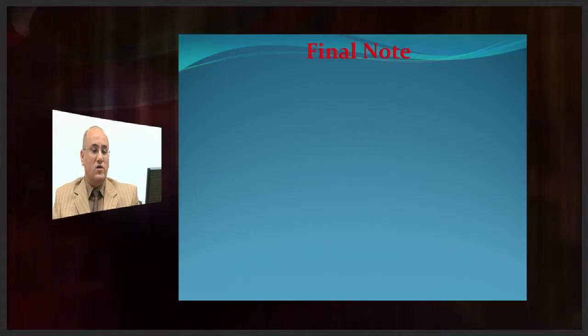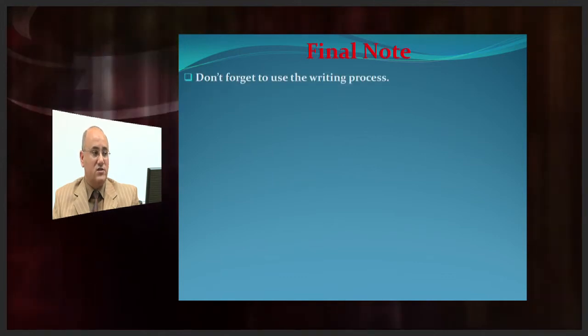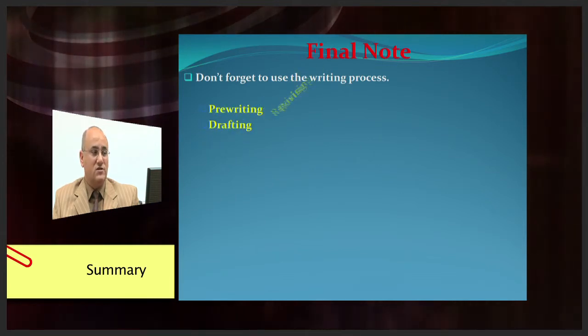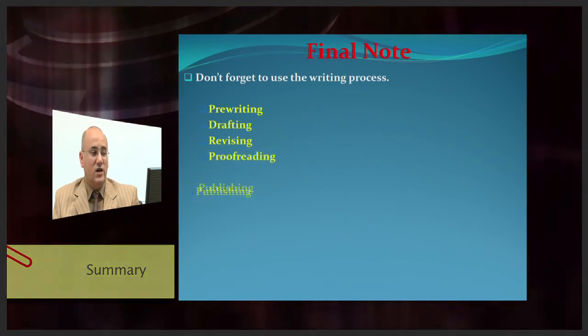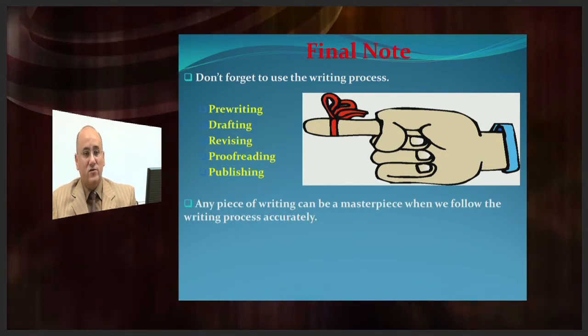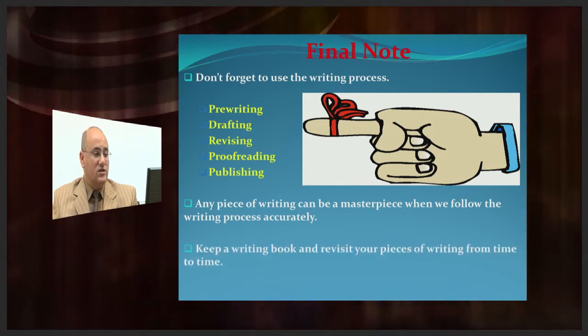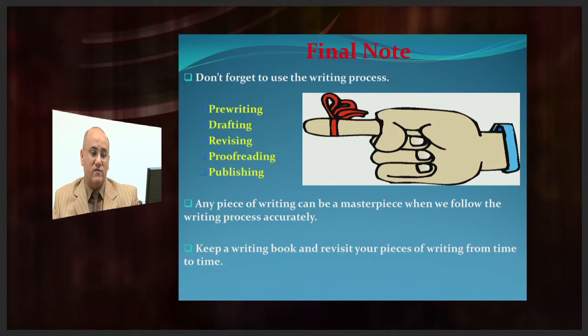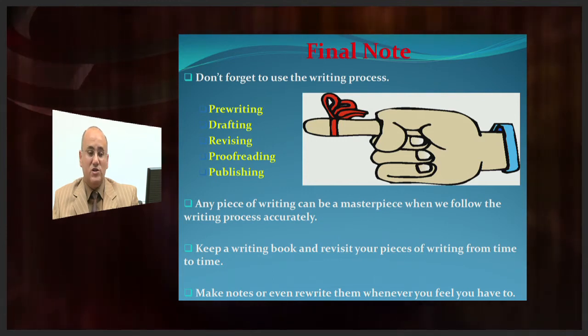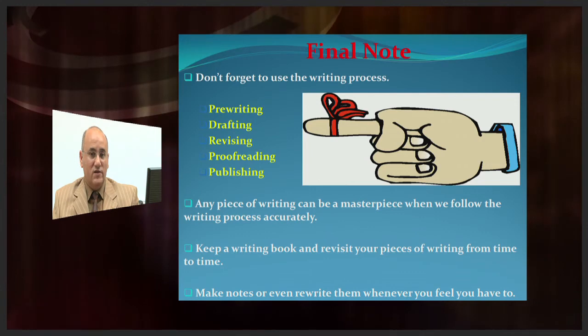Now, here are some topics. You can use them to try to apply what you have learned today at home. Okay, again to our final note, don't forget to use your writing process: pre-writing, drafting, revising, proofreading, and publishing. Any masterpiece of writing can be done if you follow this writing process accurately. Keep a writing book. Revisit your pieces of writing from time to time. Make notes or even rewrite your pieces of writing whenever you feel you have to.